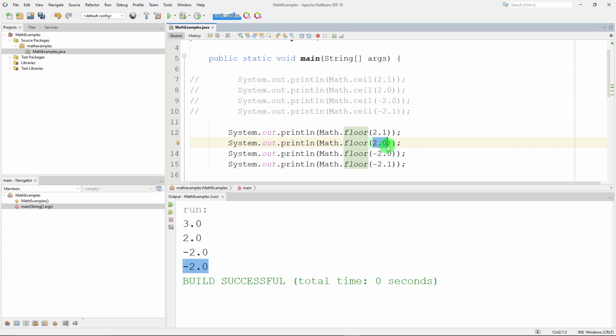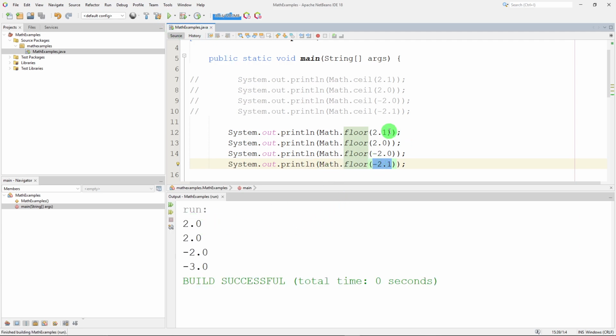2.0 won't do anything. Neither will -2.0 because they're already equal to an integer. But -2.1 is going to move down to the left. It's going to move left on the number line, so more negative, and it's going to go to -3. So let's do those and test them.